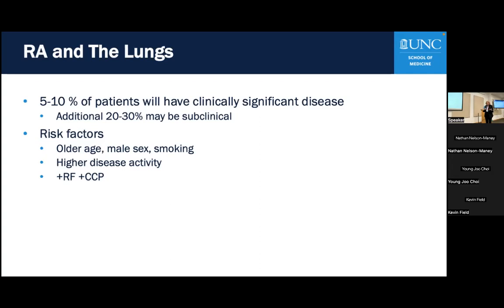If you have higher disease activity, in other words, if your arthritis is not well controlled, or if you have a high titer rheumatoid factor or CCP, you're at higher risk of having lung disease with your rheumatoid arthritis.